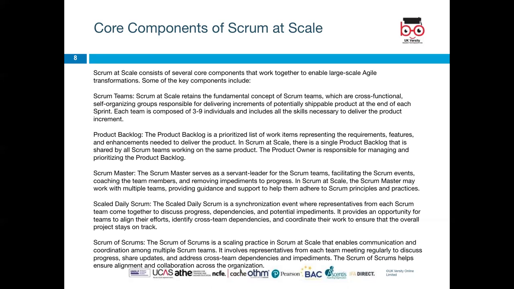Scaled Daily Scrum. The Scaled Daily Scrum is a synchronization event where representatives from each Scrum team come together to discuss progress, dependencies, and potential impediments. Scrum of Scrums. This is a scaling practice in Scrum at Scale that enables communication and coordination among multiple Scrum teams. It involves representatives from each team meeting regularly to discuss progress, share updates, and address cross-team dependencies and impediments.